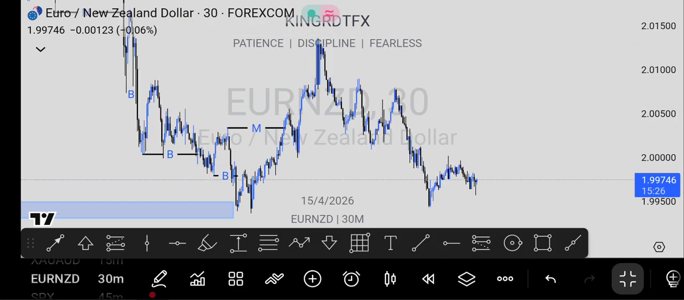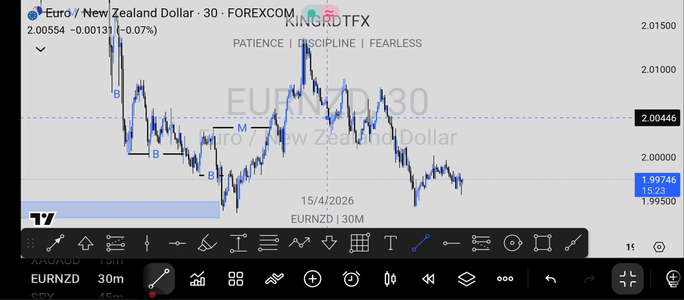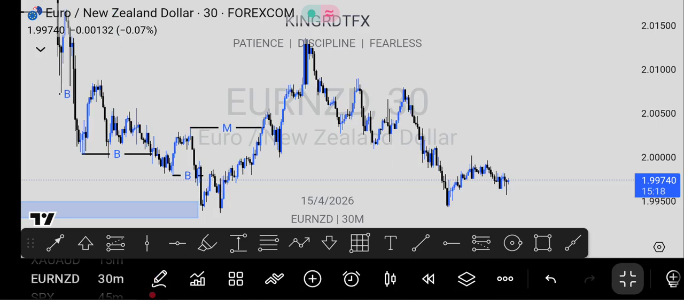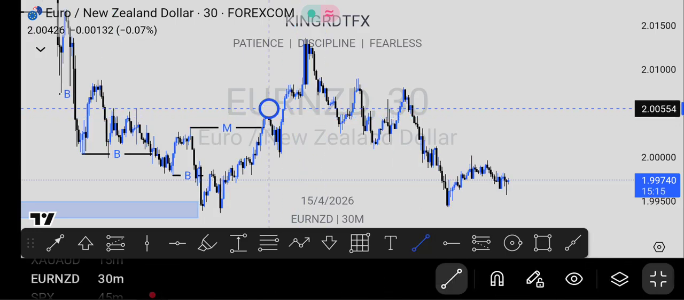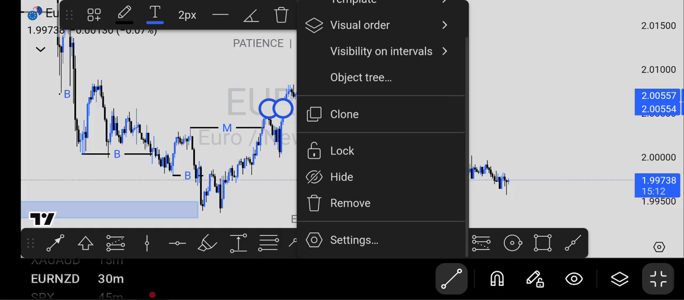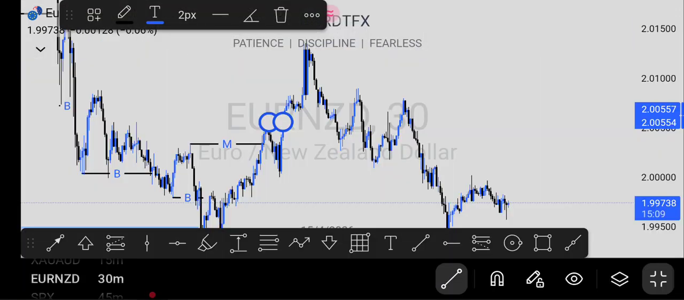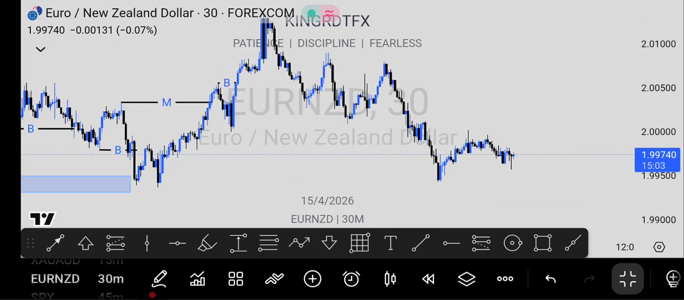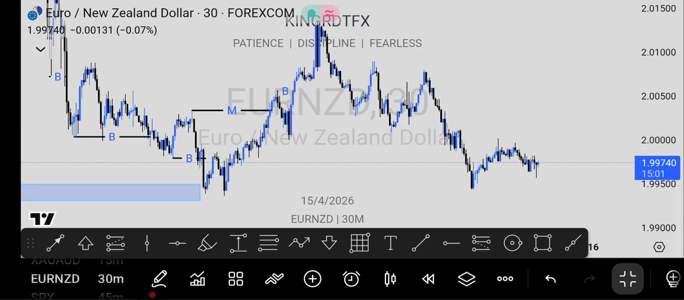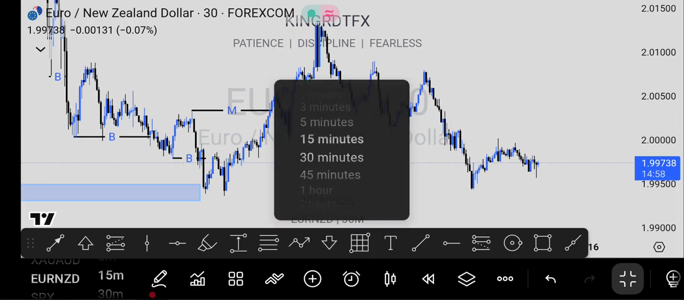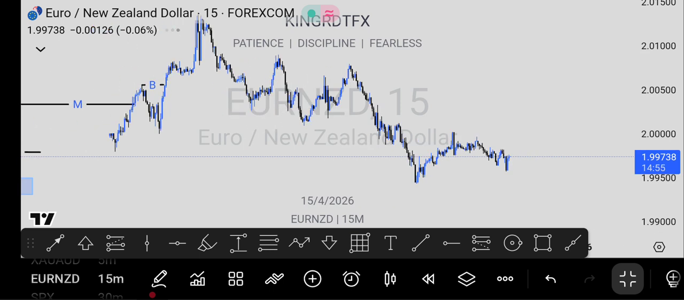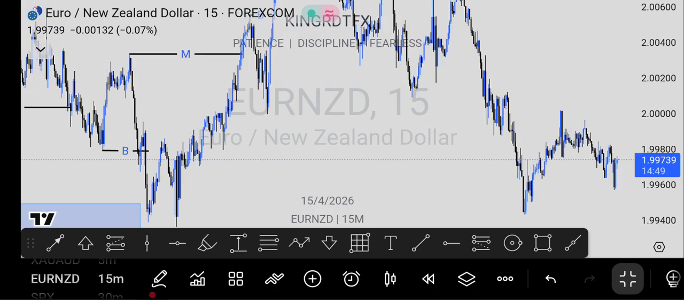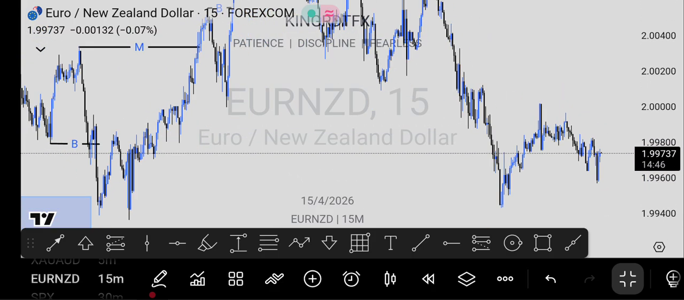So now we had our break of structure here. Sorry. We had our break of structure. So now price is here, right? Let's go to our 15 to see the market clearly. Let's go to our 15. Okay. All right.